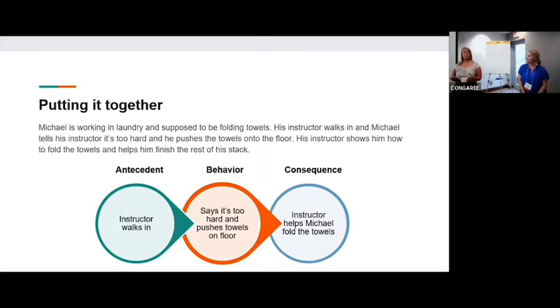So what would be the potential function for this? Remember our acronym, SEAT. Yep, he's wanting to escape and avoid folding those towels. And it could even be some attention too, because now he's got a partner in there with him who's folding the towels with him. And I'd rather fold with somebody probably too. It's not abnormal to have multiple functions. Exactly. For sure. Because maybe his instructor comes in and puts some music on, and that's why you have to pay attention to what's happening.